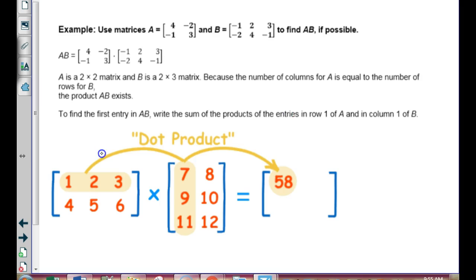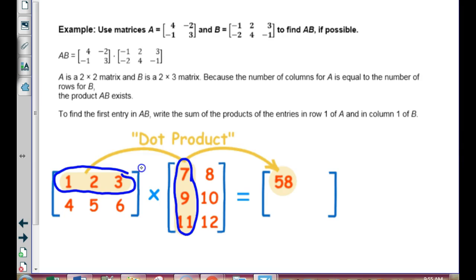So to do this one, you would do 1 times 7 plus 2 times 9 plus 3 times 11. Remember how I said you always do row first? It's row times column, row times column. So help me finish this. That was 1 times 7 plus 2 times 9 plus 3 times 11. They got 58. Okay, get your calculator.